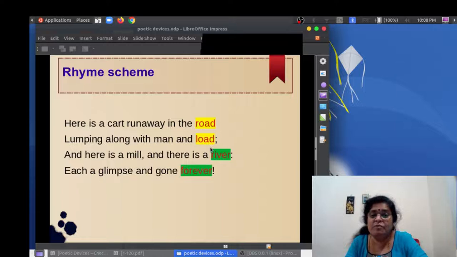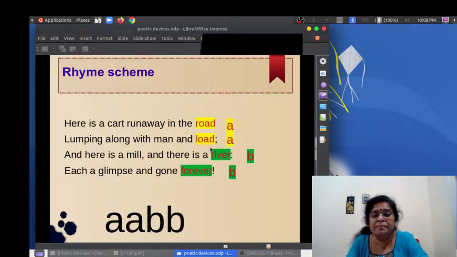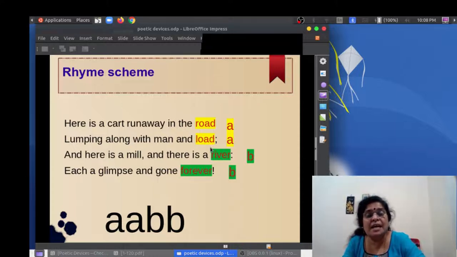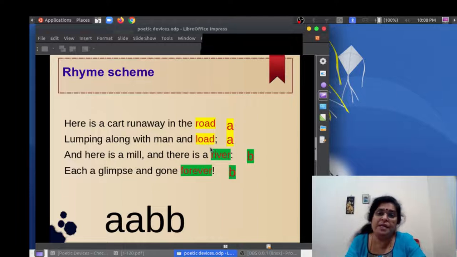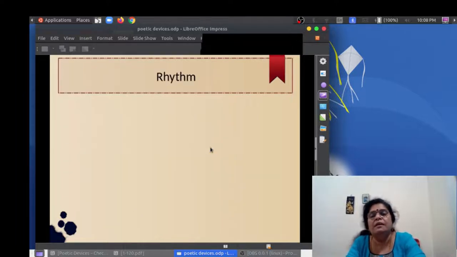Yes, what is the rhyme scheme? A B B. So the four stanzas have the same rhyme scheme. A B B. Okay. Now come to the next poetic device, rhythm. What do you mean by rhythm?